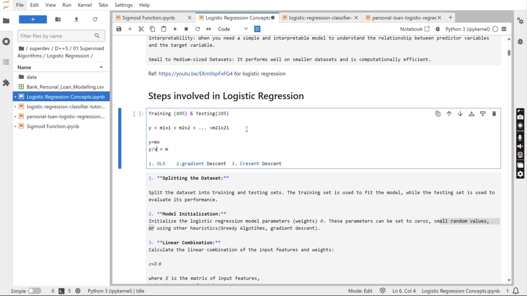But in matrices you can't divide. There is no concept of division. Instead, what you can do is take the inverse of x.